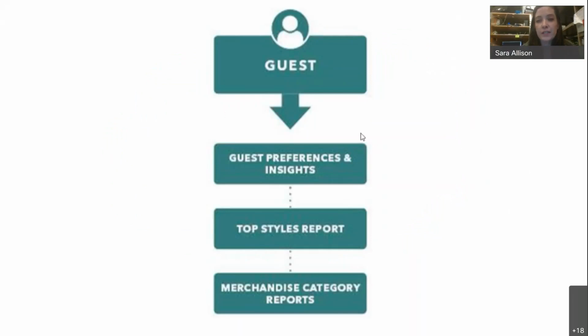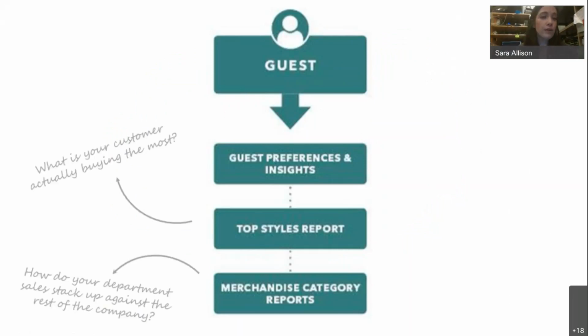Okay, so now we're going to dive a little deeper into the guest filter and what this means and the tools you have here. I think of the guest filter as being two parts. Think of it as being some reporting, right? So cold hard facts, things that are just numbers. So what is your customer buying the most, which we see on the top styles report. And then we also see this in merchandise category, but we can also use the merchandise category report to understand how our department sales are stacking up against the rest of the company.